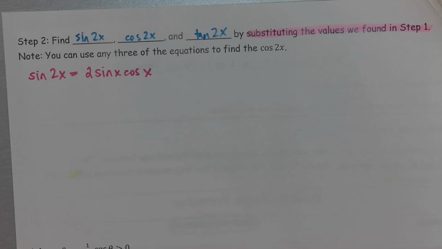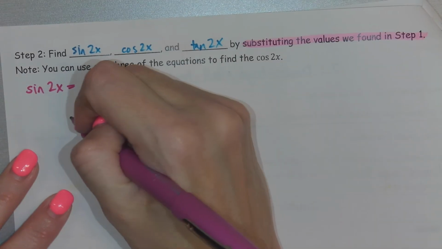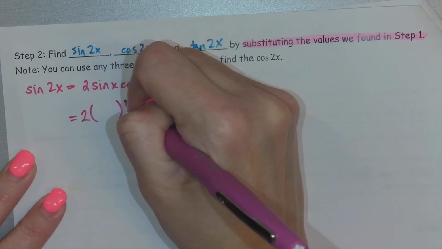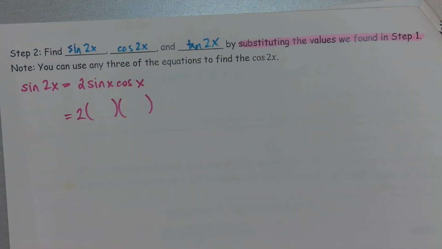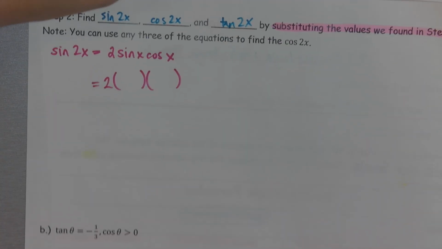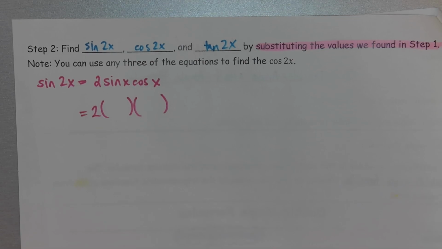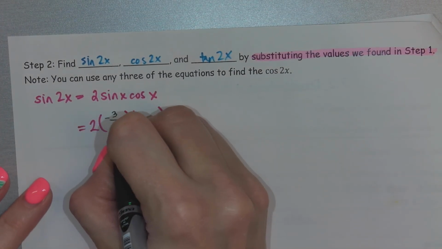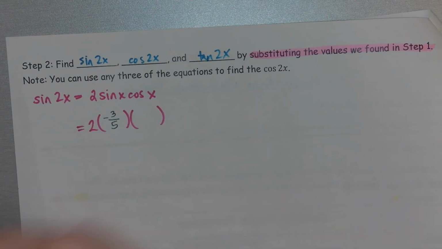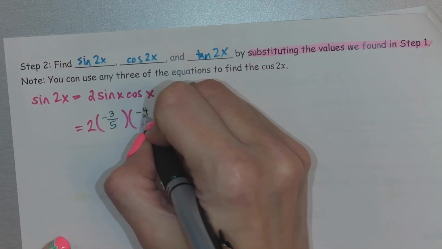When we are plugging these in, notice that we found the sine of x and the cosine of x, so they are fully replaced. The sine of x is -3/5. The cosine of x is -4/5.